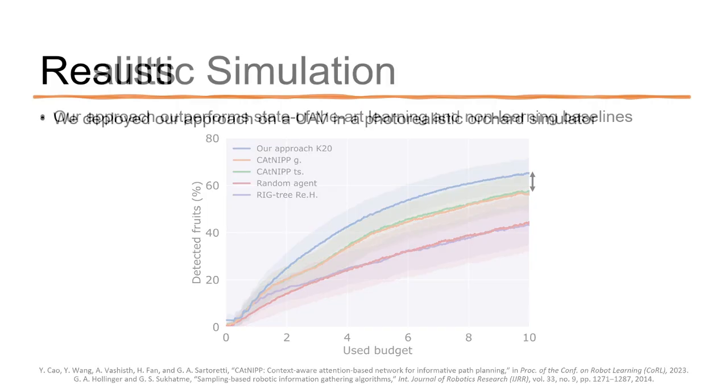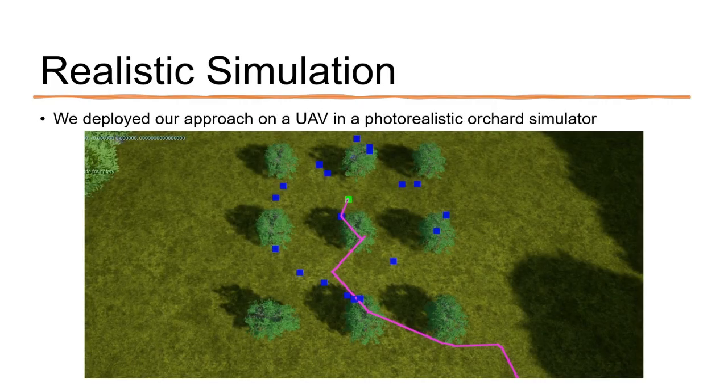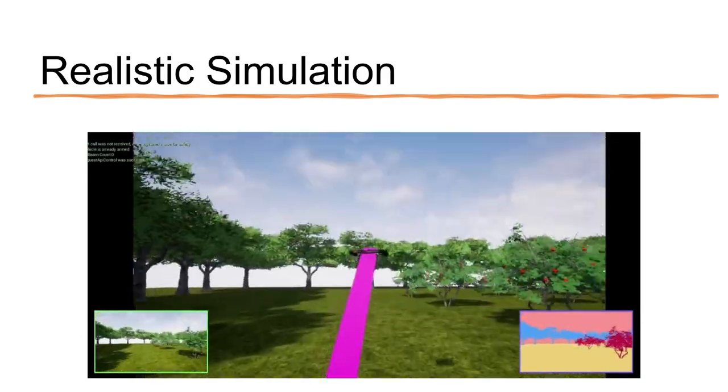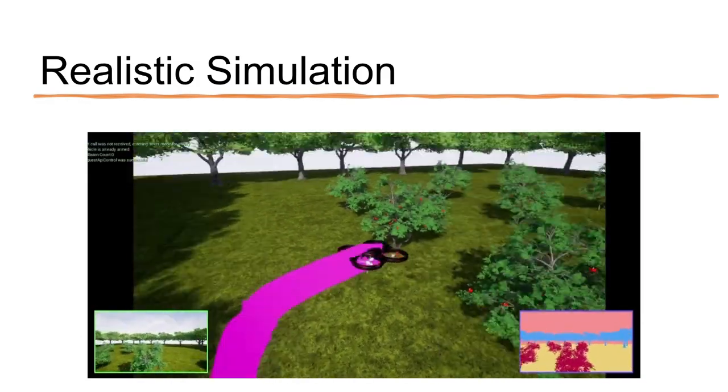We demonstrate the applicability of our approach on a UAV in an orchard environment simulator created with Unreal Engine and AirSim. We assume perfect localization and use ground truth apple object detection. Here, the pink line is the trace line for the path followed by the robot.